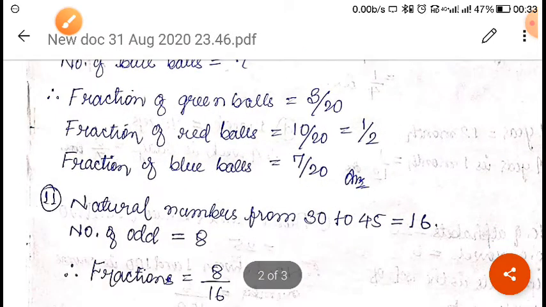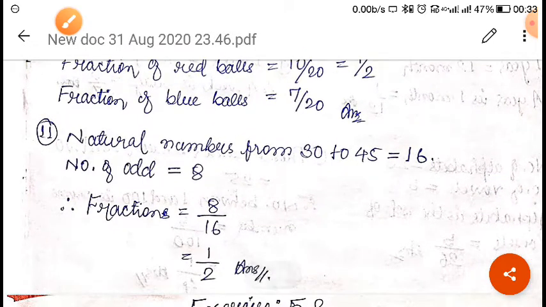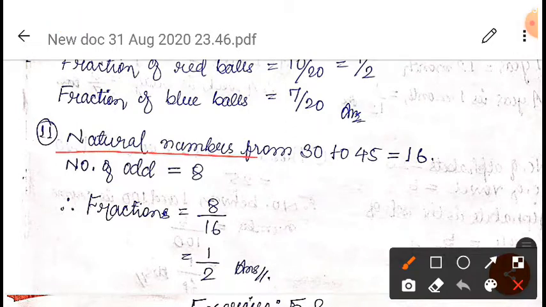So next, question number 11. Write the natural numbers between 30 and 45, and write the fraction of these numbers that are odd. First of all, you have to see the natural numbers between 30 and 45. So how many natural numbers will be there between 30 and 45? It will be 16, right? The number of natural numbers between 30 and 45 will be 16, and in this 16 they have asked to write the fraction of odd numbers.